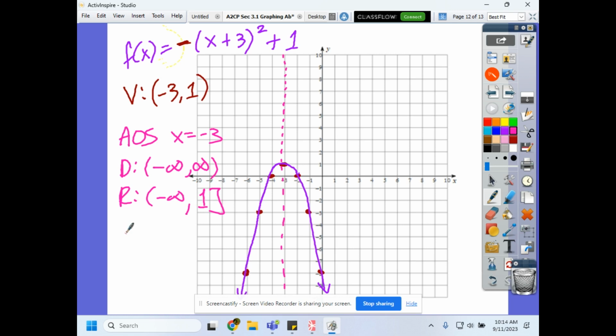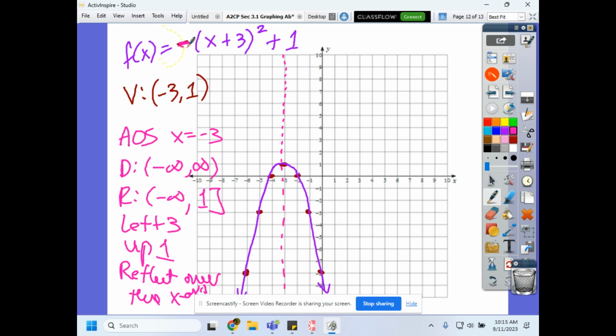Transformation here, Parker. Describe the transformation. Left 3, up 1. And there's one more. If it's negative, girls. Go ahead, Parker. Reflect over the x-axis. Very good. Why does it reflect over the x-axis, Lily? It's negative. Where's the negative? The one outside the parenthesis. Okay.